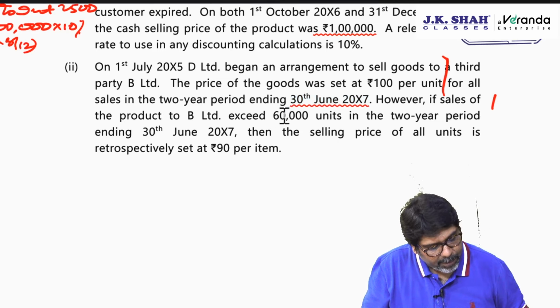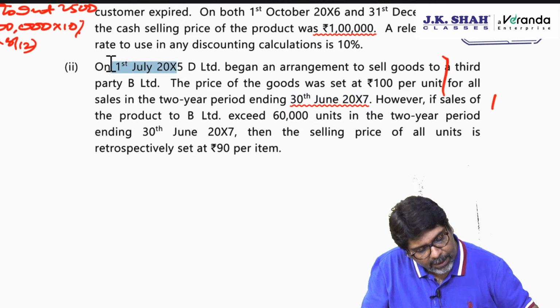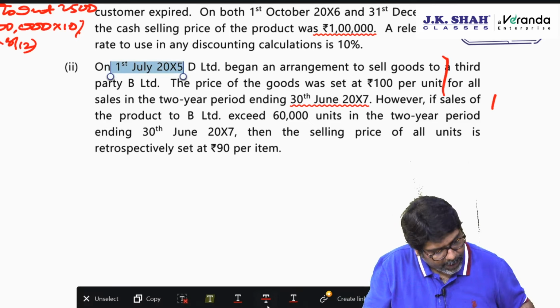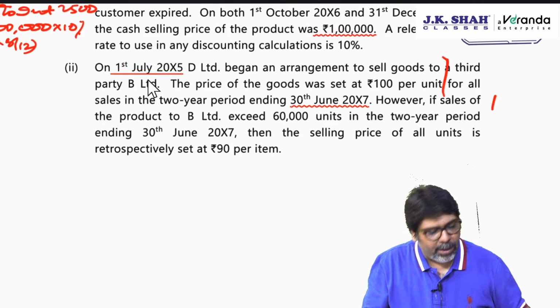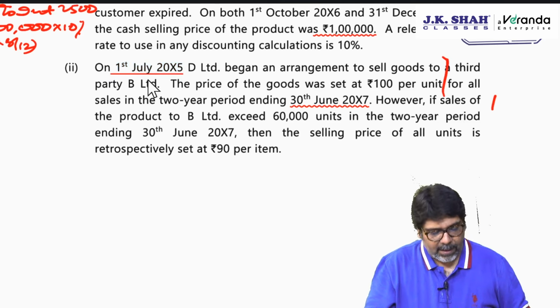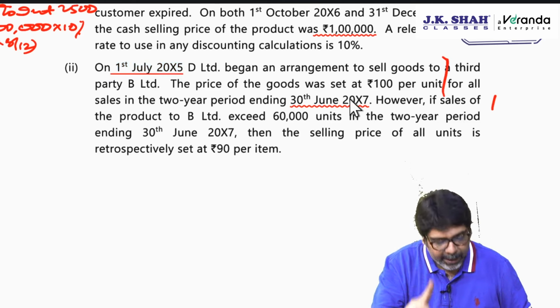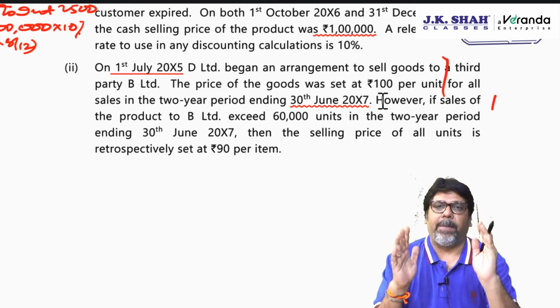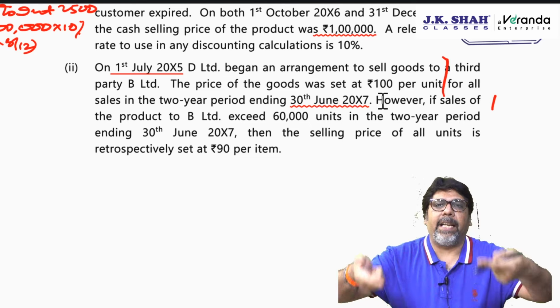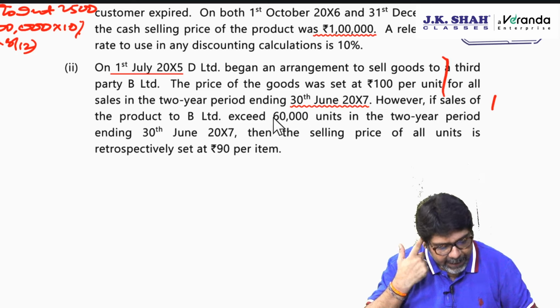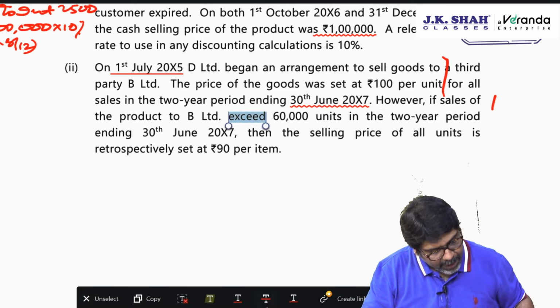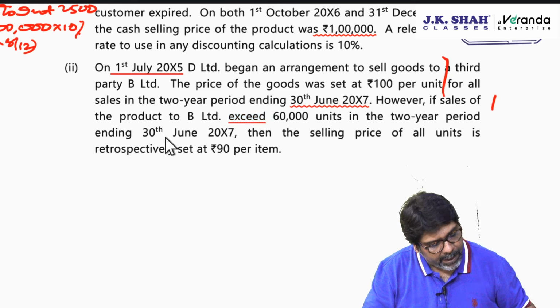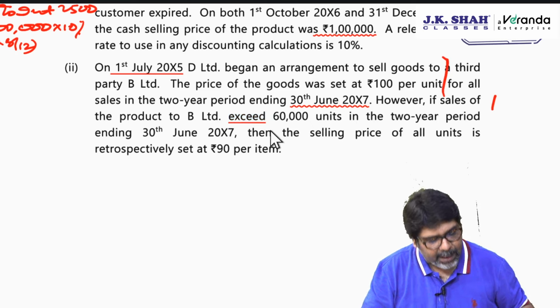However, if the sales of the product exceed 60,000 units in the 2-year period ending 30th June 2007, they entered into the contract on 1st of July, and it is a 2-year contract, the selling price is 90 rupees. If the entity gets an order that exceeds 60,000, not equal to 60,000, then the selling price of all units will be 90 per item. Fair enough.